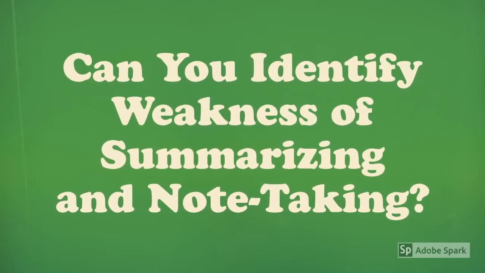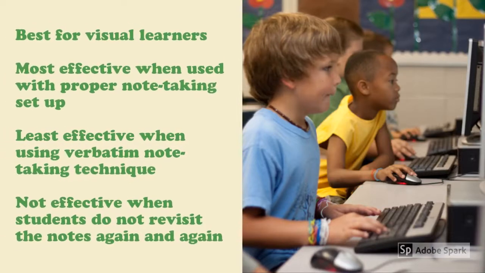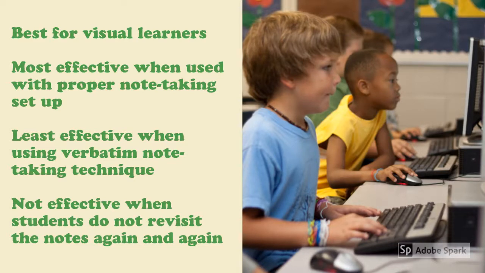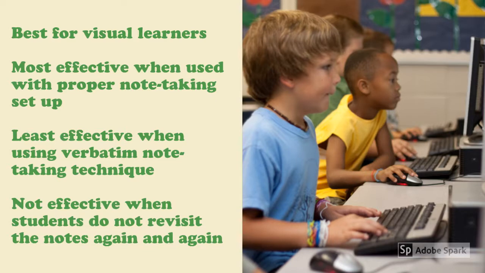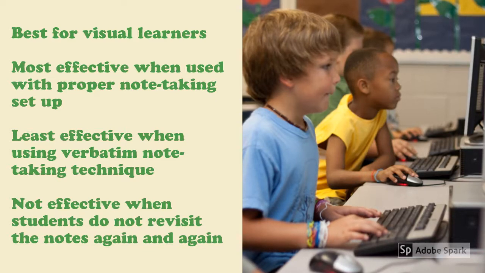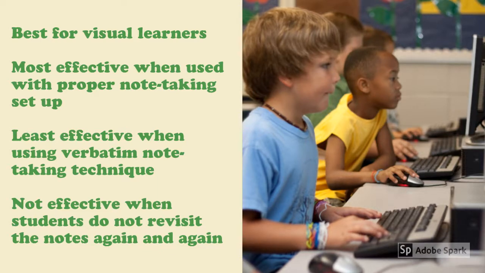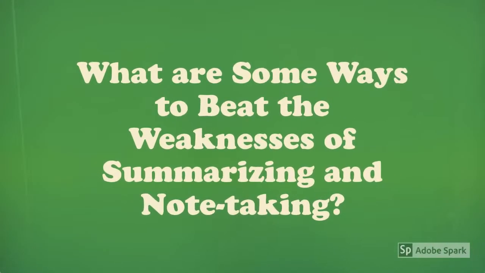But what are some weaknesses of summarizing and note-taking? Summarizing and note-taking is not best for all learners. It's best for visual learners. And it's most effective when used with proper note-taking setup. A lot of kids today don't know how to properly take notes. The least effective method is verbatim, which is copying the exact same thing down and not rewording it in your own words. It's not effective whenever students don't revisit their notes again and again.